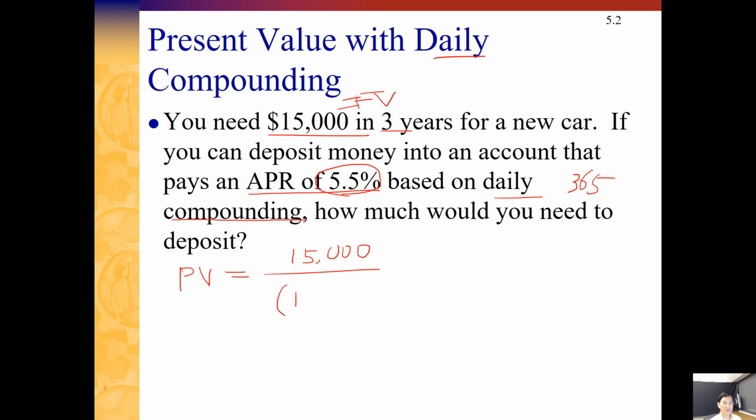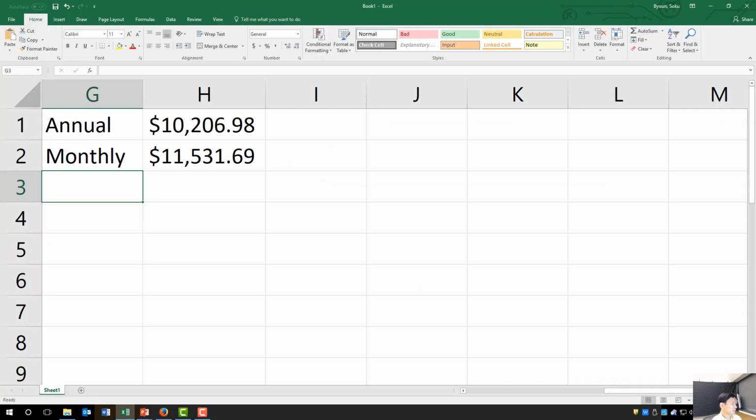divided by 1 plus the daily rate, which should be APR divided by 365, raised to the power of 365. So this is the annual discount rate, but we're talking about 3 years, so you multiply by 3. So this gives you the present value. Again, let's look at this on an Excel spreadsheet.